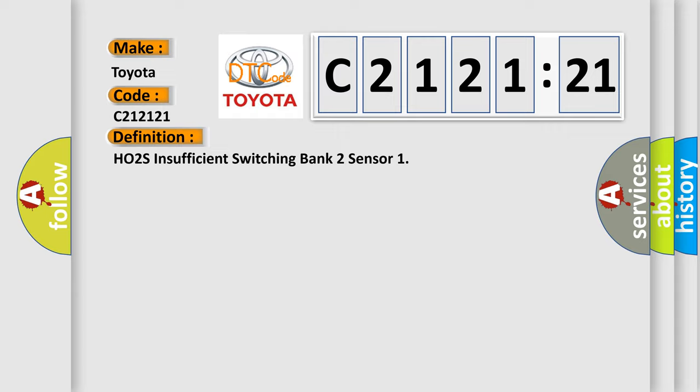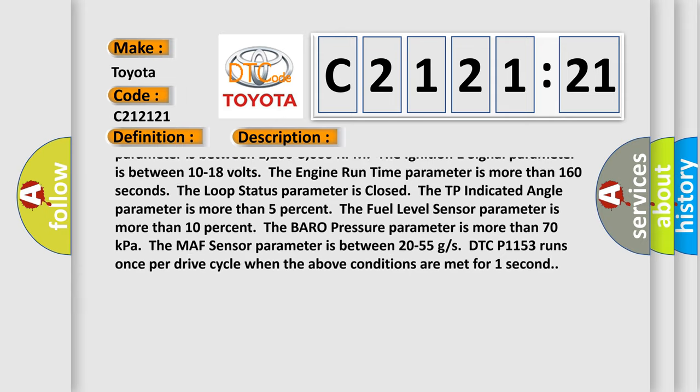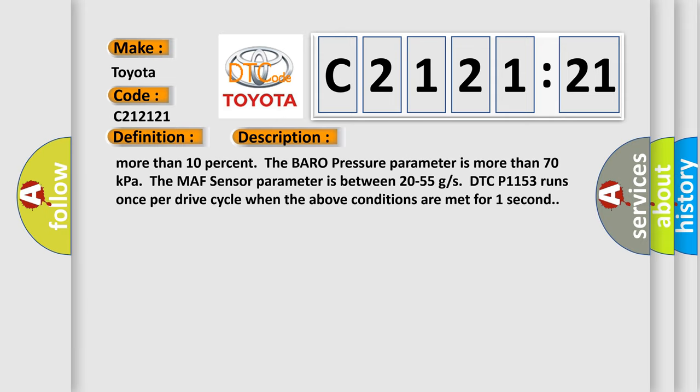The loop status parameter is closed. The TP indicated angle parameter is more than 5%. The fuel level sensor parameter is more than 10%. The BARO pressure parameter is more than 70 kilopascals. The MAF sensor parameter is between 20 to 55 g/s. DTC P1153 runs once per drive cycle when the above conditions are met for 1 second.